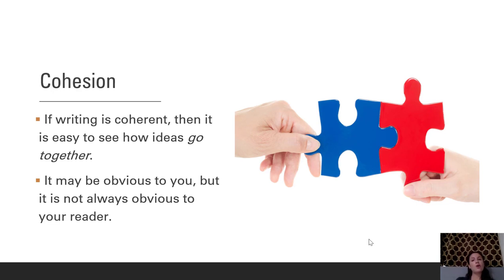Now we're going to talk about cohesion. So cohesion is how things go together, okay? If your writing is coherent, then it's easy to see how the ideas go together. Sometimes it's obvious to you, yeah, this support connects, but to your reader, it's not always obvious. So you have to make that very, very clear.